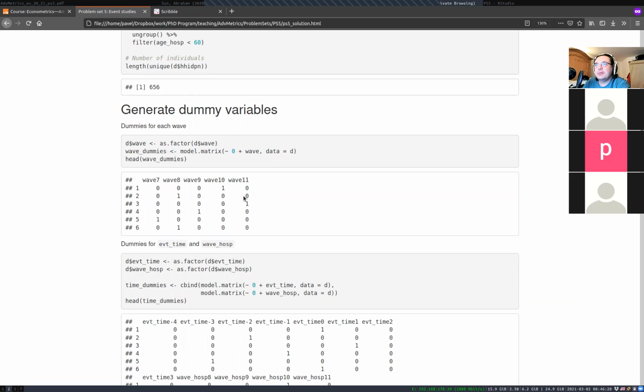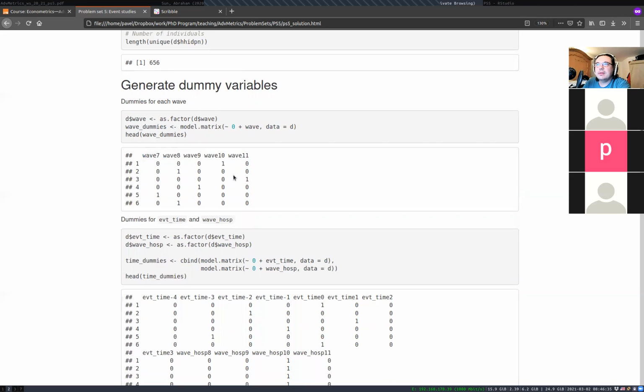Of course, I can't include all of them in the regression, oh, well, as long as I don't include the intercept, I can. That's why I exclude the intercept here, because I want all of them. So these are the wave dummies. It's just a matrix that we're going to use later.